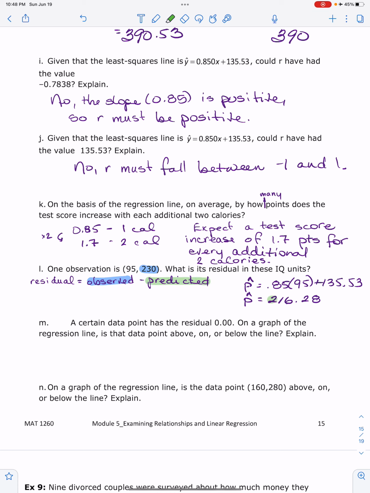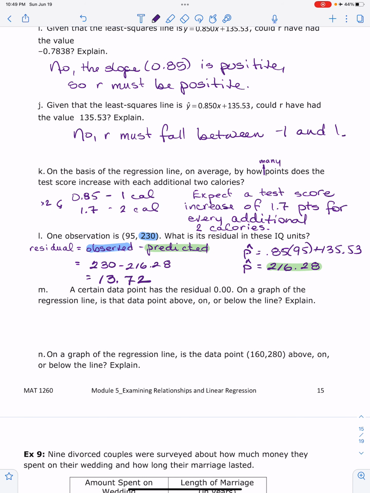Hopefully you paused and attempted this, which I should have mentioned at the beginning. So we have a residual of 13.72. Keep in mind that's positive, so we know our observed value lies above that line, that linear regression line.